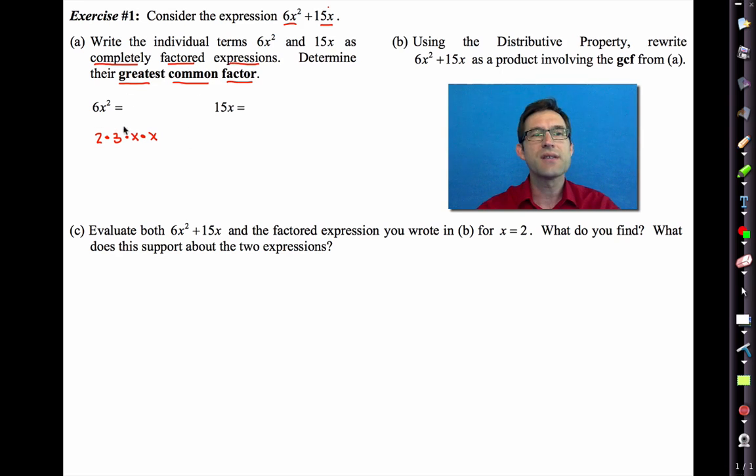Anyway, 6x squared is 2 times 3 times x times x. 15, well, that can be written as 3 times 5, and then times x. There's nothing else we can do. Now, what we want to do is determine their greatest common factor. Here, factor is being used in the noun sense.